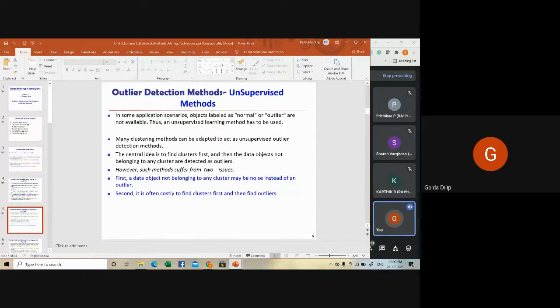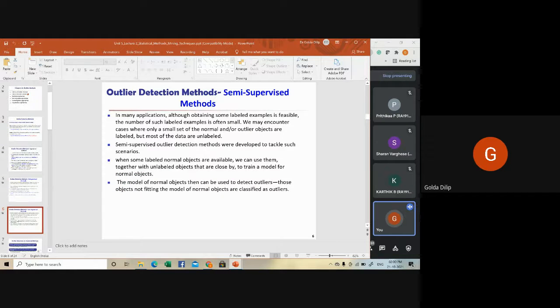But that method is also a very tedious and trivial method. Still, that's a rule of thumb which is generally followed in many applications. The data point lying beyond the 99th percentile is always earmarked as an outlier. So that's regarding supervised and unsupervised learning. Then of course we have one more, called semi-supervised learning. In many applications, although obtaining some labeled examples is feasible, the number of such labeled examples could be small.